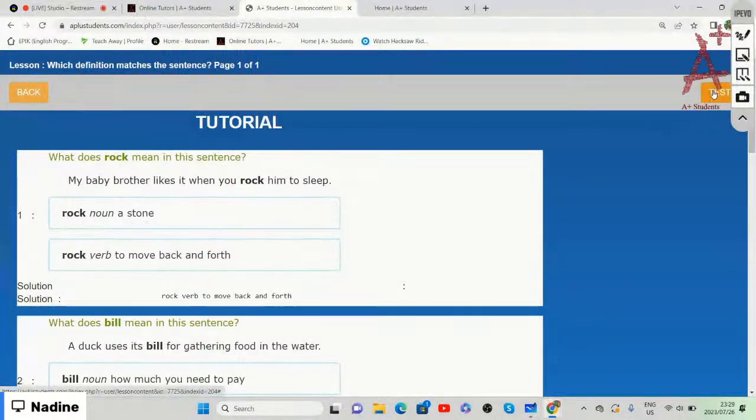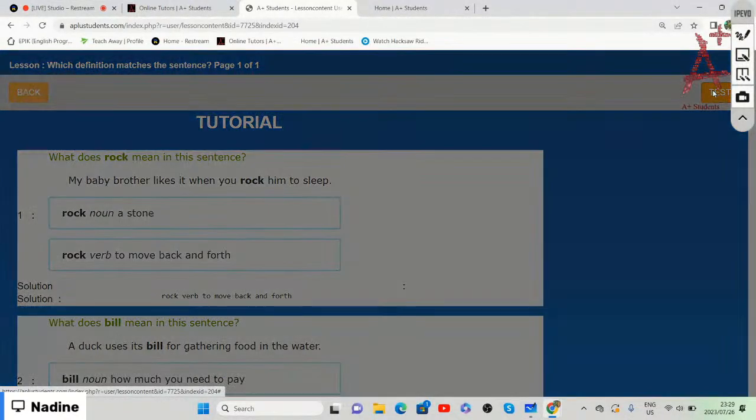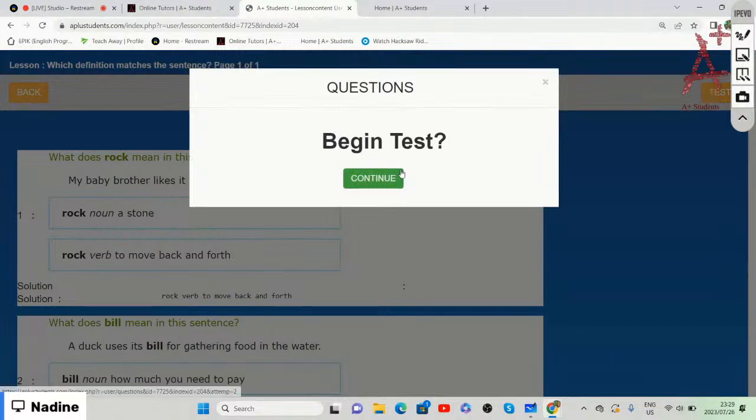All right, so now we're going to do the test, which is to find the definition that matches the specific sentence.